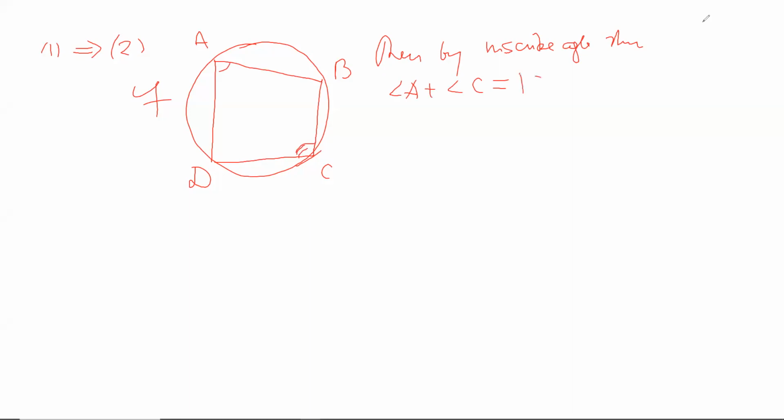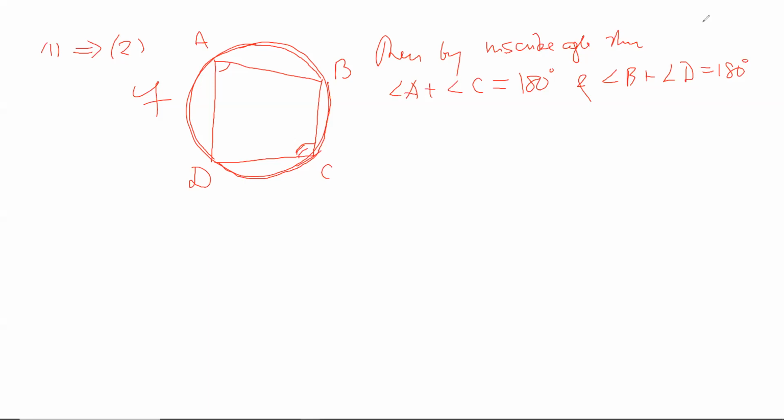180. And angle B plus angle D is also 180 by the inscribed angle theorem, because this arc here, together with this arc, is the whole 360-degree arc. But it's an inscribed angle, so it has to be half of that. So you add this up, you do get 180.